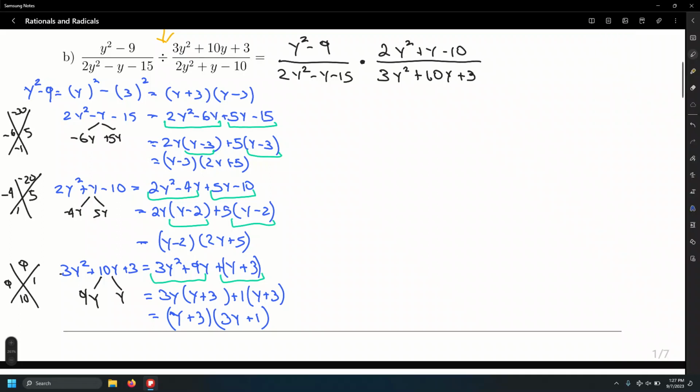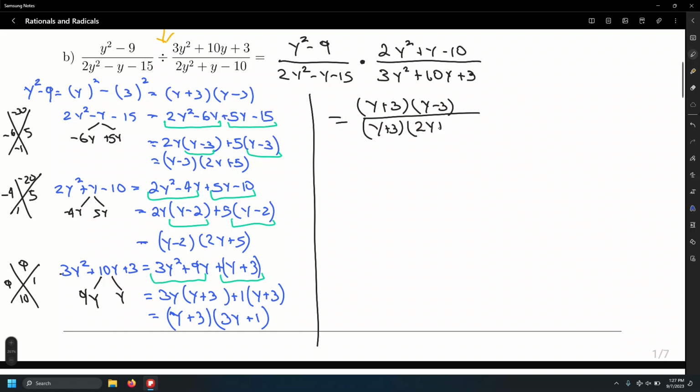So now let's go back and write all this as a fraction. That's y plus 3 times y minus 3 divided by, the result of the second factoring, y plus 3 times 2y plus 5. So that's the first fraction. And then the second fraction will be, the numerator, y minus 2 times 2y plus 5. And lastly, y plus 3 times 3y plus 1. So that's our original problem in fully factored form.